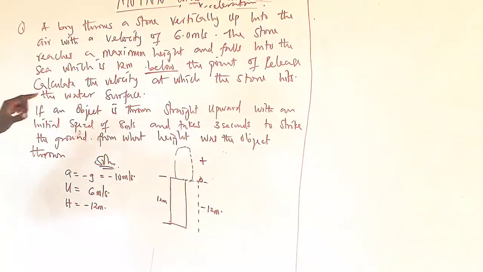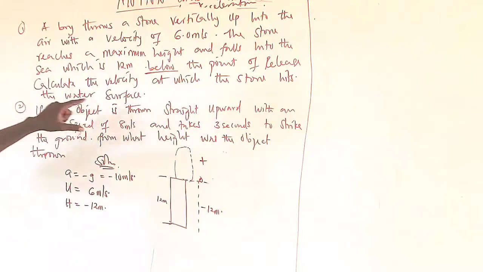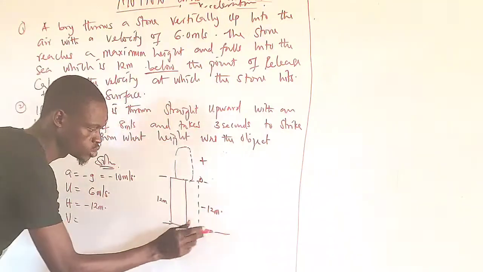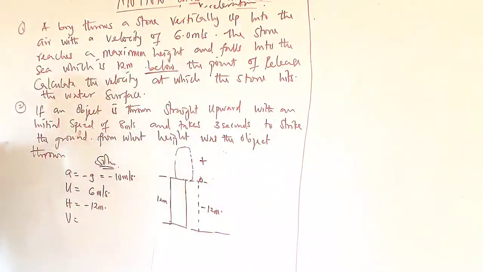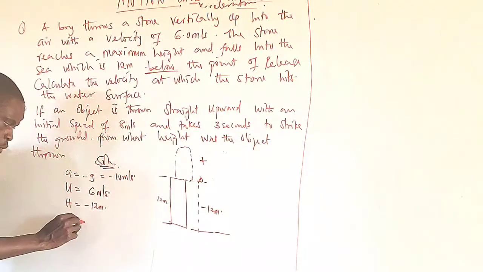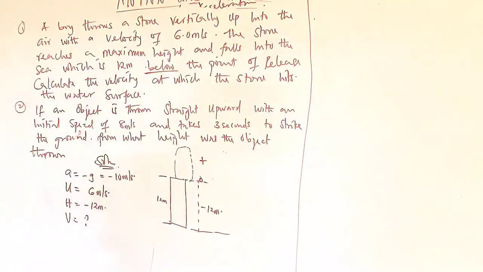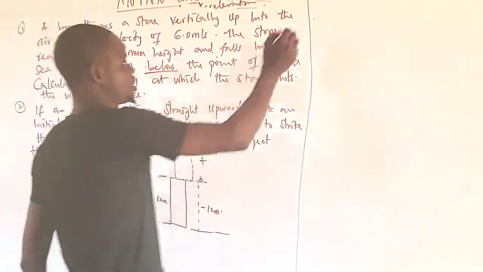Now, which is 12 meters below the point of release. Calculate the velocity at which the stone hits the water. What is the final velocity with which the stone will hit this water? Now, what will be my final velocity of the stone? Final velocity, we don't know. Now, which equation are we to use? We need to employ the equation of motion that only has initial velocity, acceleration, height, and what? V, final velocity.